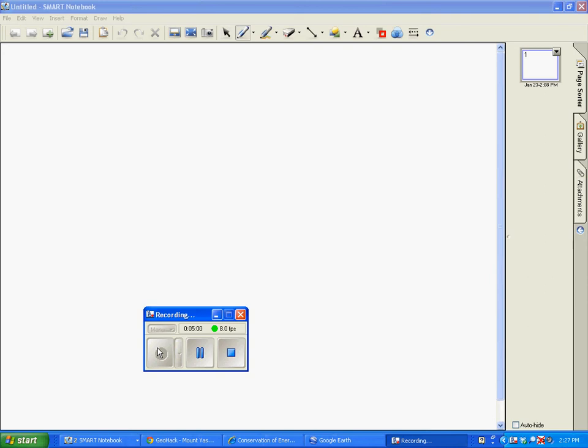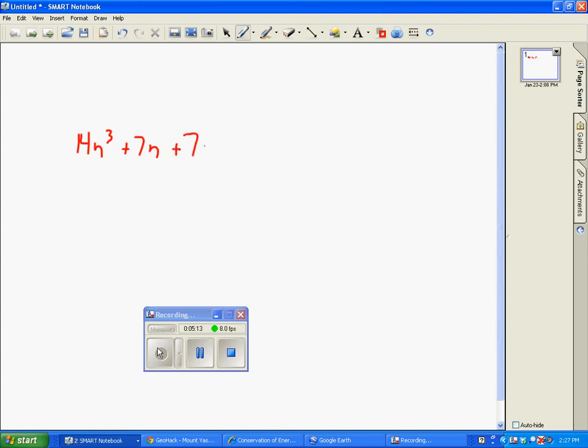Okay, number 8 is 14n cubed plus 7n plus 7n squared. Okay, so the first thing you do is you're going to look at your numbers. Alex, what number is the greatest common factor between 14, 7, and 7? Okay, so the 7 comes out front. It's kind of like you're playing Jeopardy. This is the answer. You've got to come up with the problem.